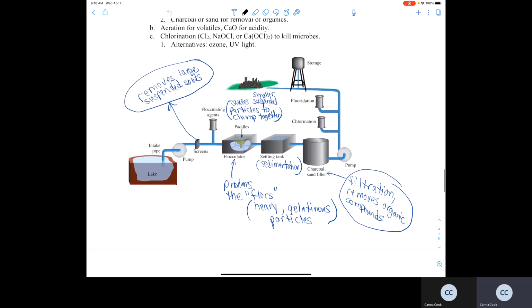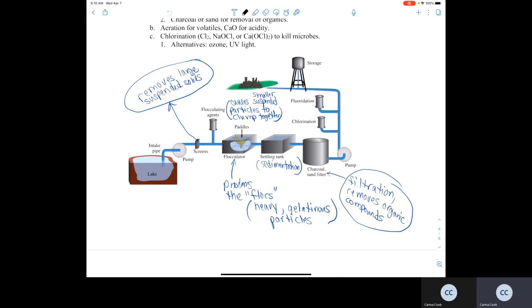And so the picture below shows the typical components of a water treatment plant. There are various components that have various purposes. And so when water is taken out of a surface water area, such as a lake, water is pumped into the water treatment plant. And first, the water will go through screens. And the purpose of the screens is to remove large suspended solids from the water.